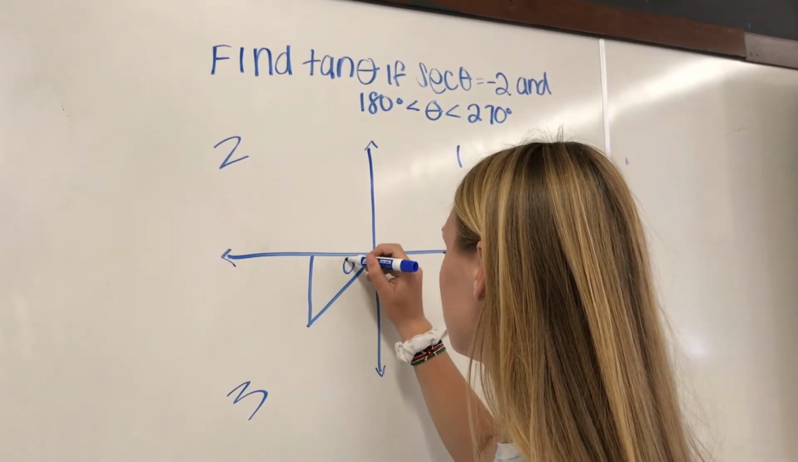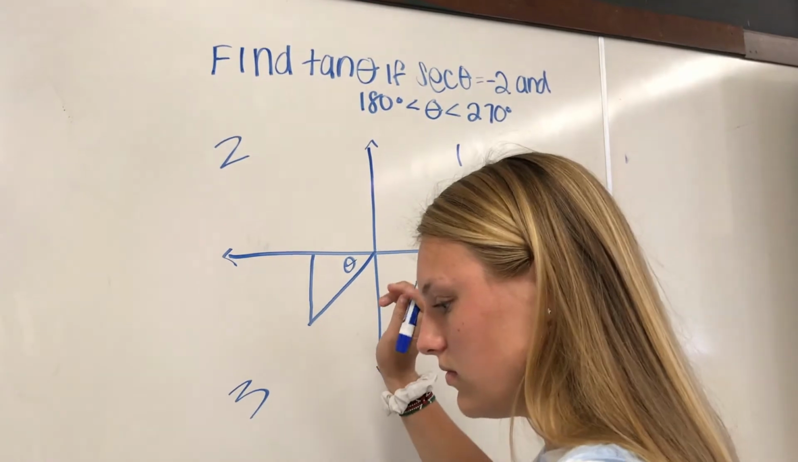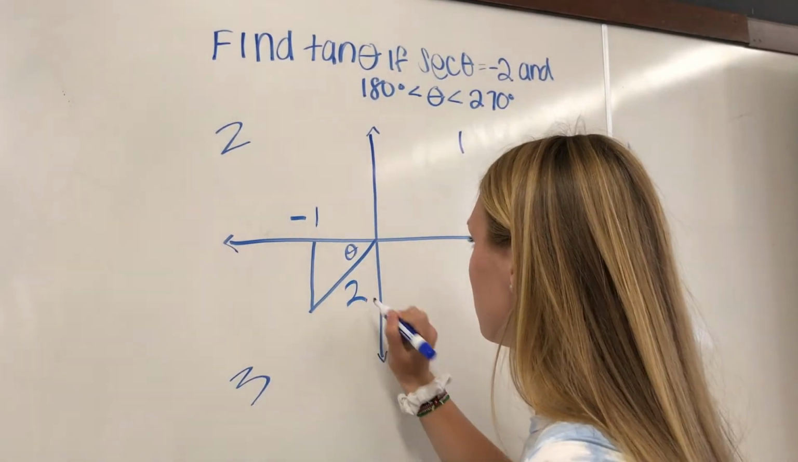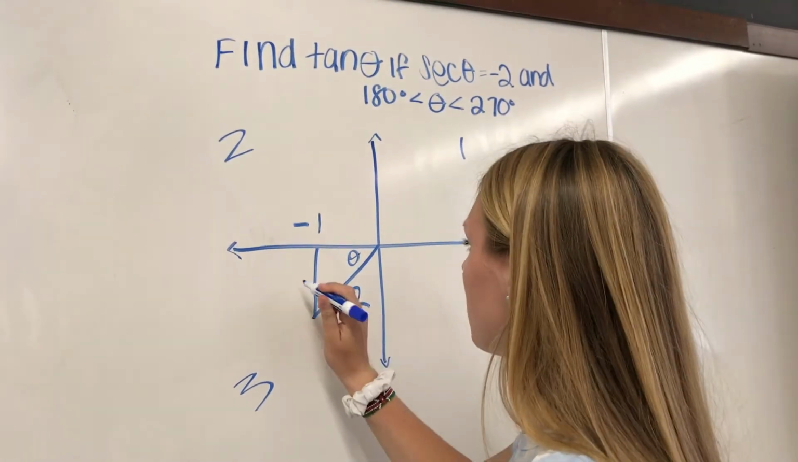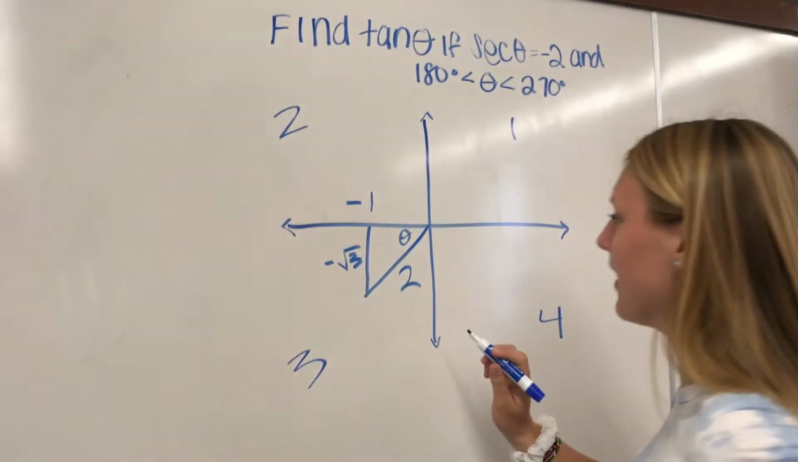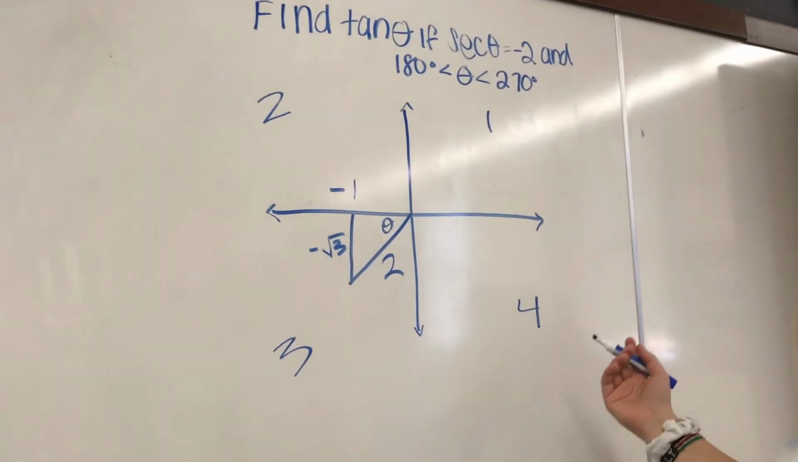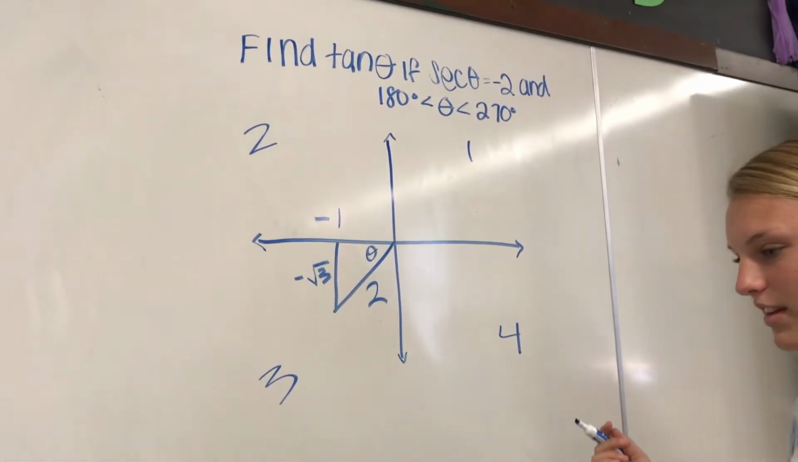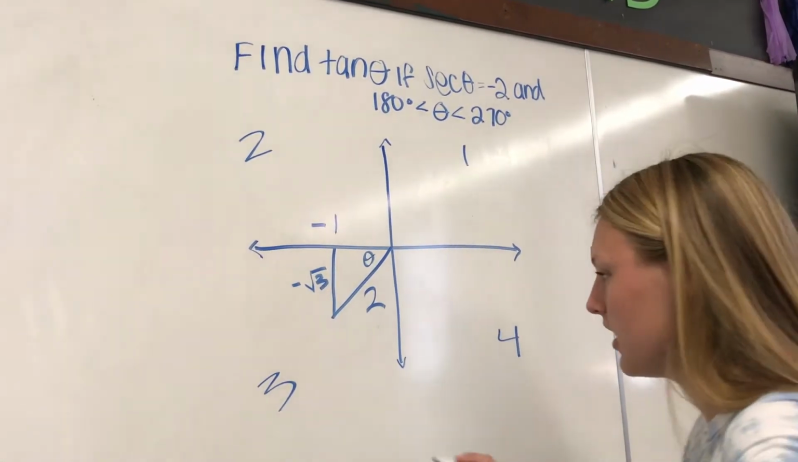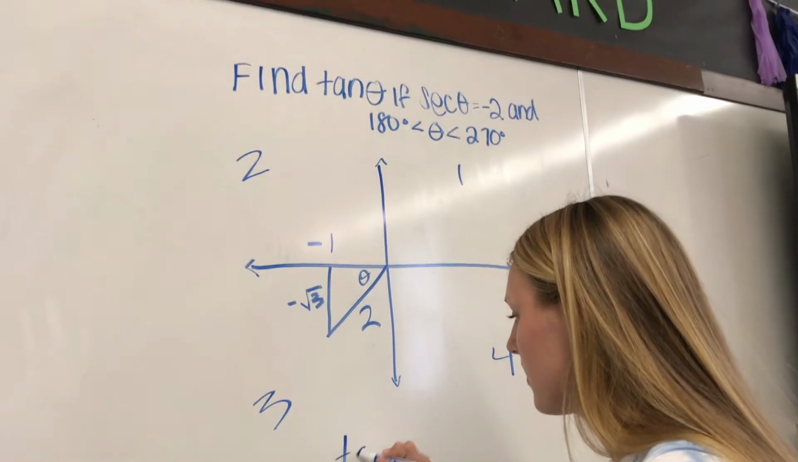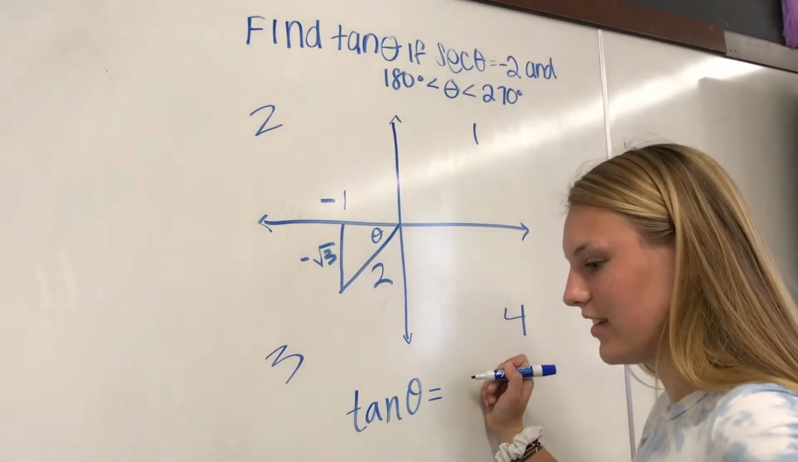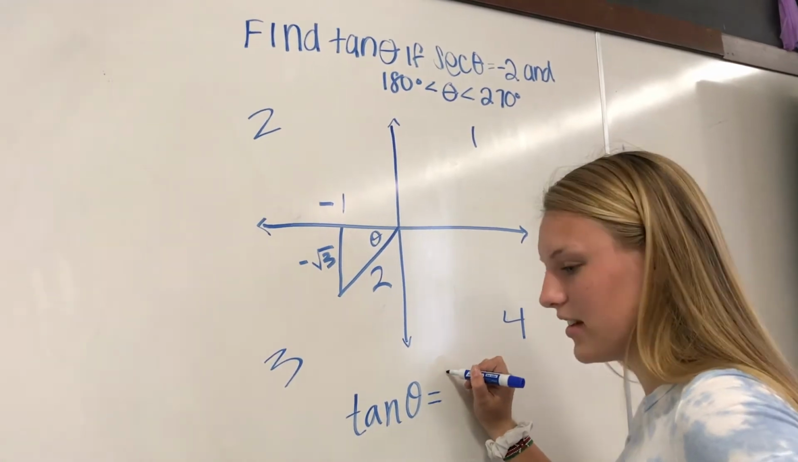Secant is hypotenuse over adjacent, so secant theta equals -2, so 2 over 1. But the hypotenuse can't be negative. Make sure to pay attention to the positive and negative values based off of the quadrant that you're working in. The other value is -√3 because it is a 1, 2, 3 triangle. Tangent is opposite over adjacent, so -√3 over -1, and this simplifies to √3.